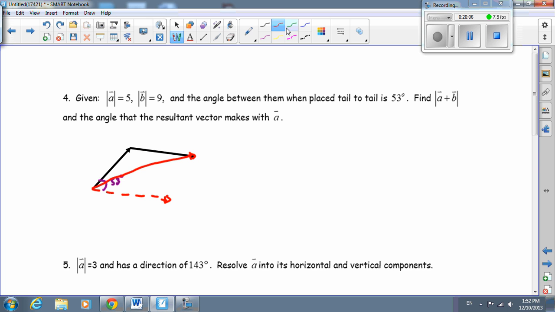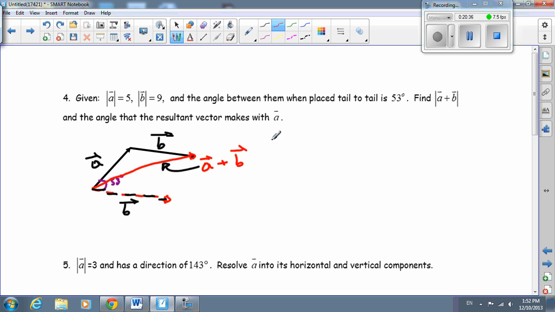Oh, I should have drawn it in a darker color. It was here, and I will call this one A, and this is B. But I was able to slide B up there so that A and B are head to tail touching. And now I have the vector, and this vector that you see here is actually the vector A plus B.